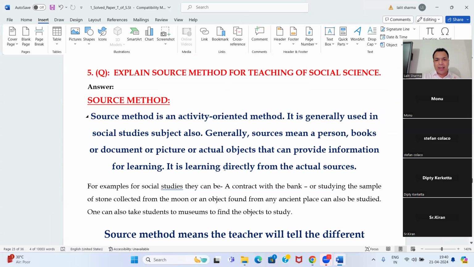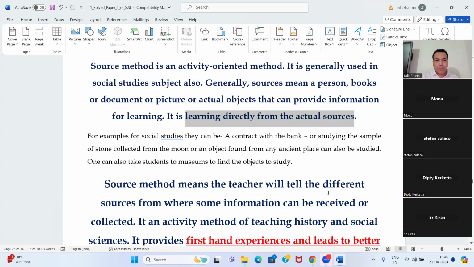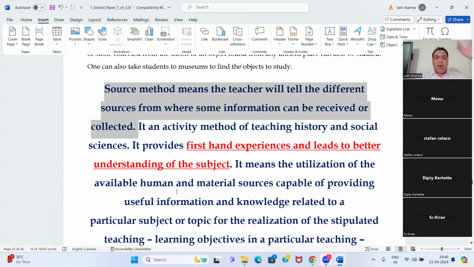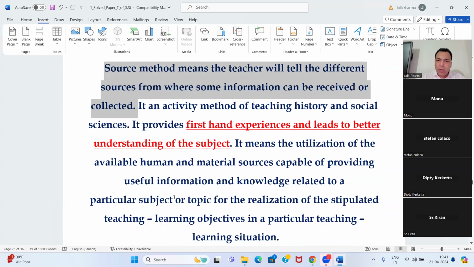ये है इंपॉर्टेंट लाइन, ठीक है. सोर्स मेथड मींस एक्टिविटी ओरिएंटेड मेथड है. सोर्स मेथड मींस लर्निंग डायरेक्टली फ्रॉम द एक्चुअल सोर्स. अब देखो, सोर्स मेथड मींस द टीचर विल टेल द डिफरेंट सोर्सेज फ्रॉम वेयर some information can be received or collected. So naturally, if we are getting the knowledge from the direct source, it is a first-hand experience and leads to better understanding of the subject.